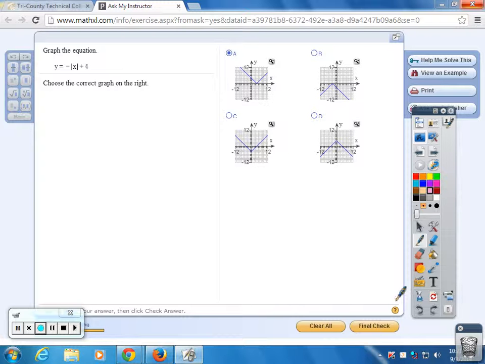Is 4 connected to the X or is it outside the body of the function? It's outside the body of the function. So which one has a vertical shift of +4 and opening down? D is your answer. See how easy that is?